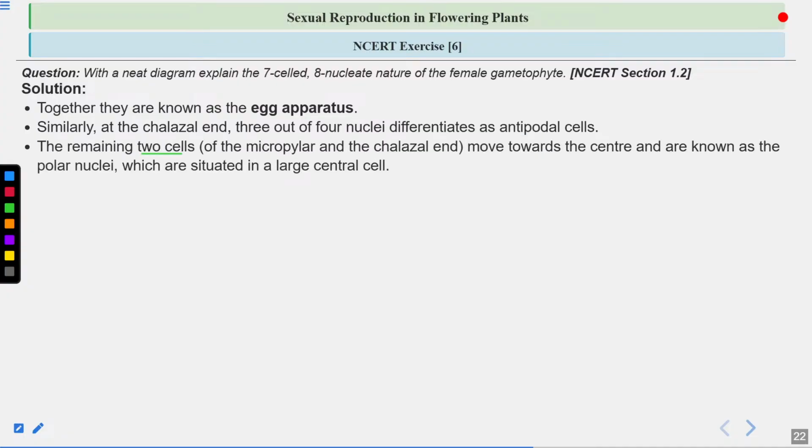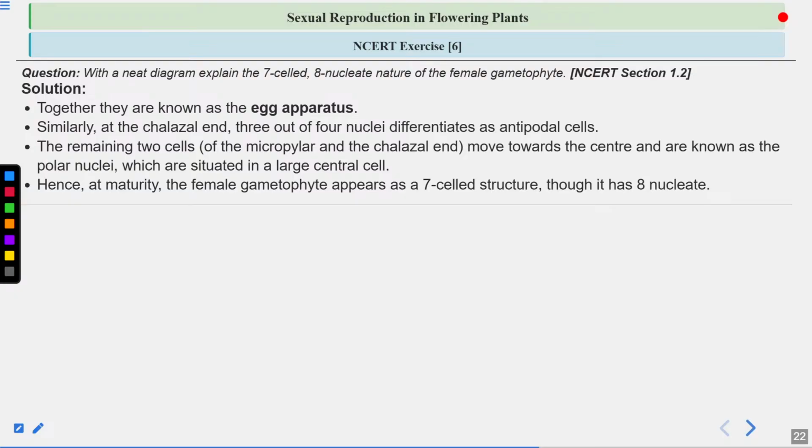The remaining 2 nuclei, from the micropylar and chalazal ends, move toward the center and are known as the polar nuclei, which are situated in the large central cell. Hence, at maturity, the female gametophyte appears as a 7-celled structure though it has 8 nuclei. It has 8 nuclei.